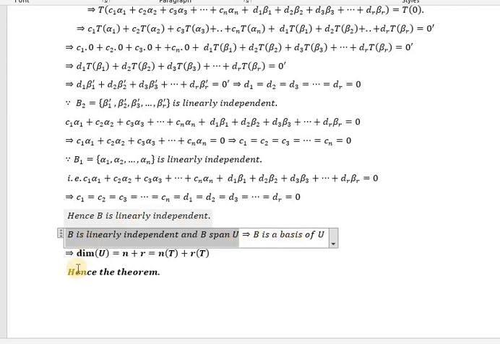Since B is a basis of U, the dimension of U is equal to the dimension of N of T plus the dimension of R of T, which is nothing but n plus r. That means the rank plus nullity is equal to the dimension of U.